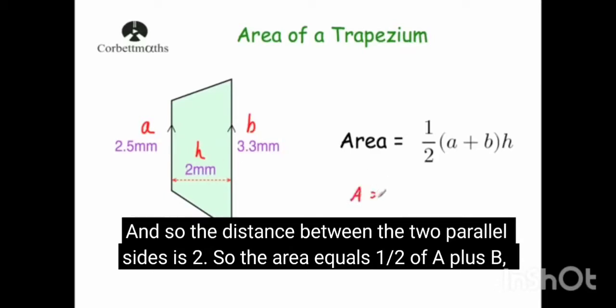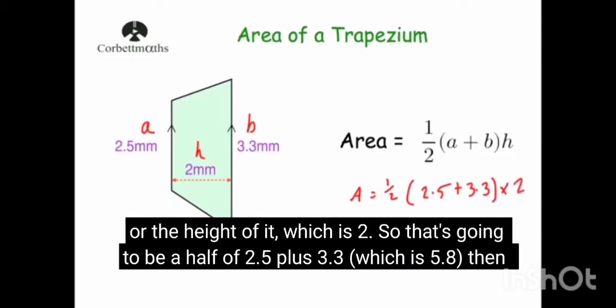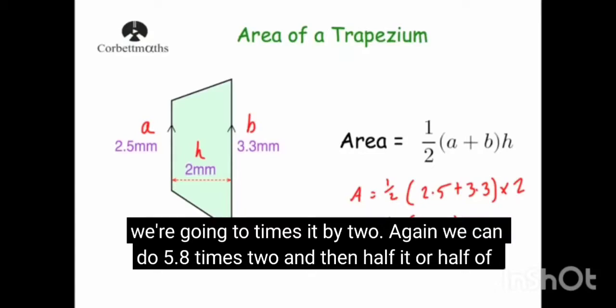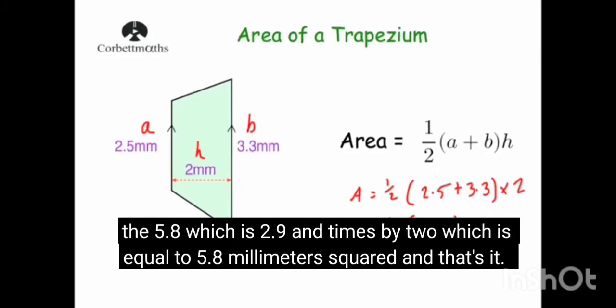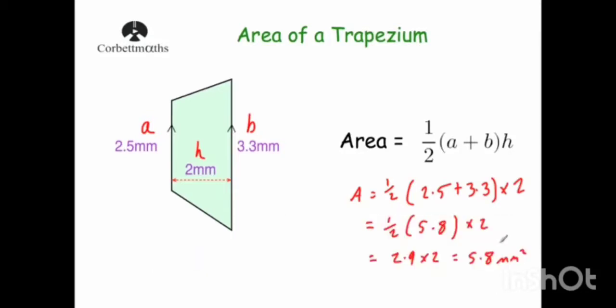So the area equals a half of A plus B, so that's 2.5 plus 3.3. And then we're going to times that by the distance between them, or the height of it, which is 2. So that's going to be a half of 2.5 plus 3.3, which is 5.8. Then we're going to times that by 2. Again, we can do 5.8 times 2 and then half it, or half of the 5.8, which is 2.9, and times by 2, which is equal to 5.8 millimeters squared. And that's the area of that trapezium, 5.8 millimeters squared. And again, make sure you're careful with the units.